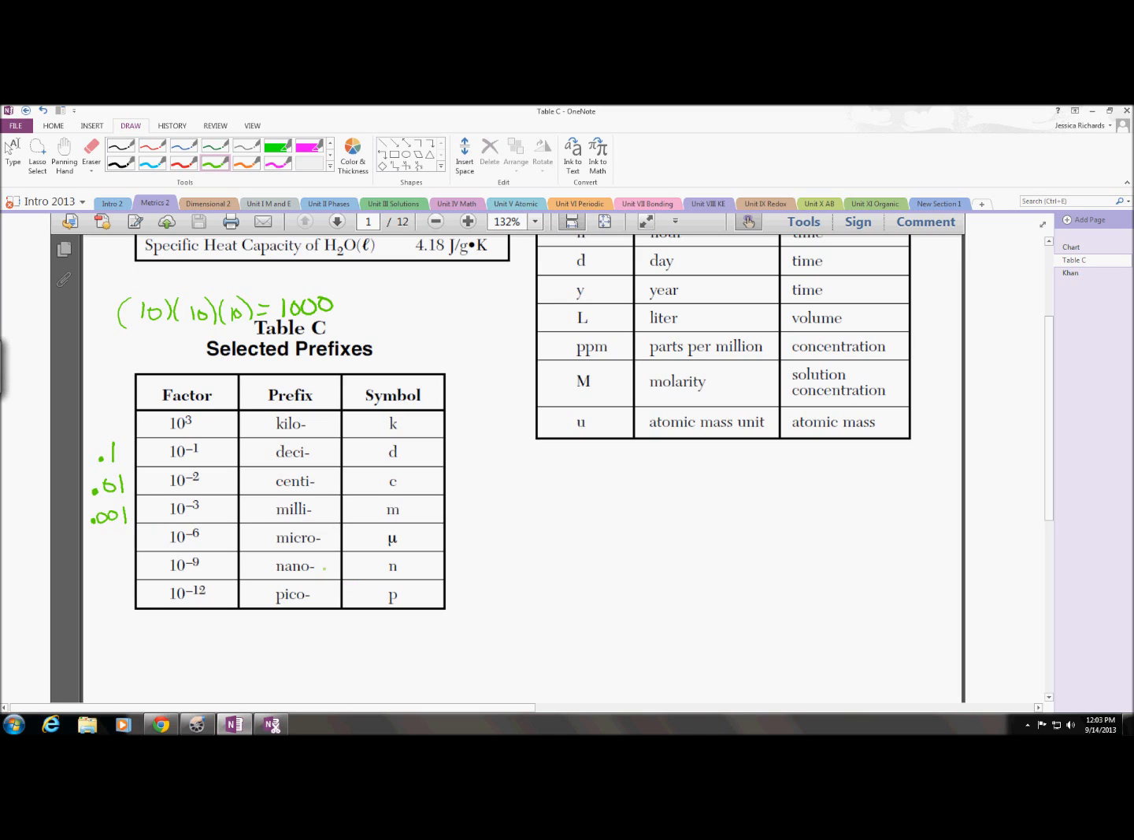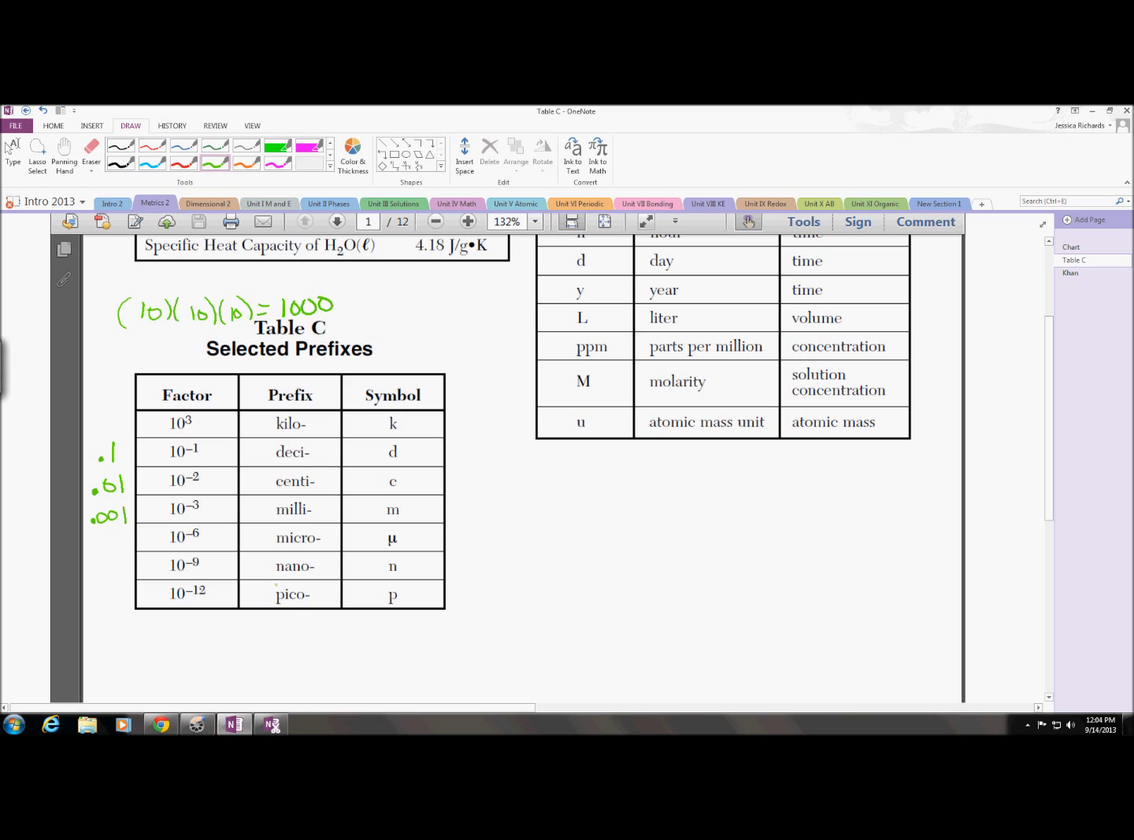Some other ones that you may see, micro, that's the funny little U. You used that in biology for micrometers. You had to measure the distance across the microscope lens, the view, at the different powers. Nano is also small. You might have heard of nanotechnology. They're working with things very, very tiny. Look at that, 10 to the negative 9th.